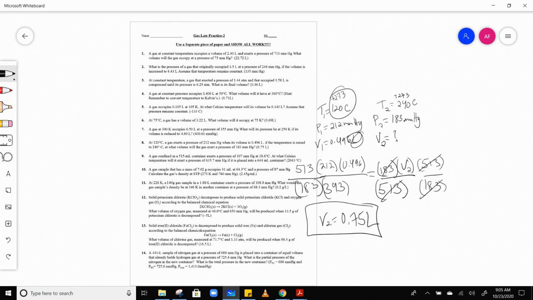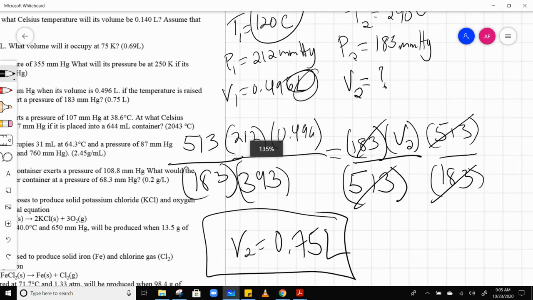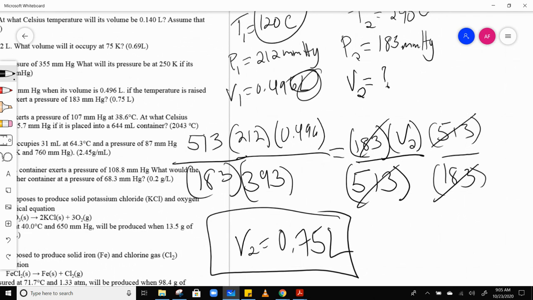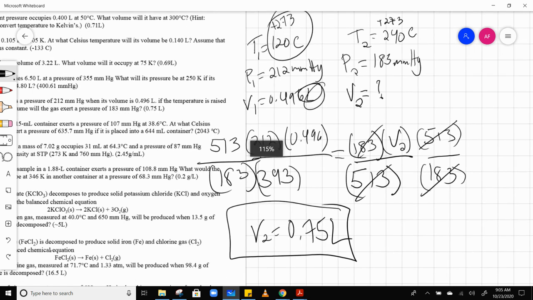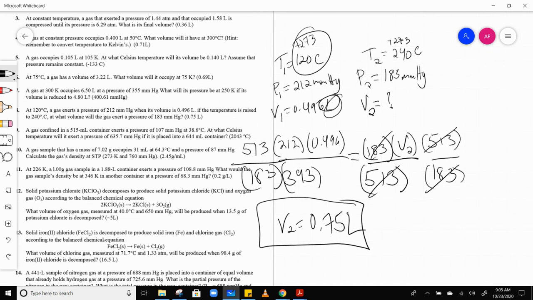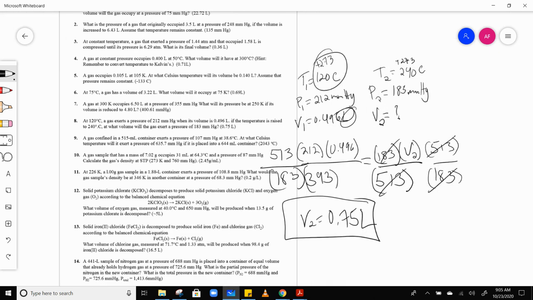Did I get it wrong? You got 750. The only thing I can think of is that one of these numbers, you made it a decimal. Let me try one more time, make sure I did it right, but I'm pretty sure it's 513 times 212 times 0.496 divided by 183 divided by 393. Yeah.